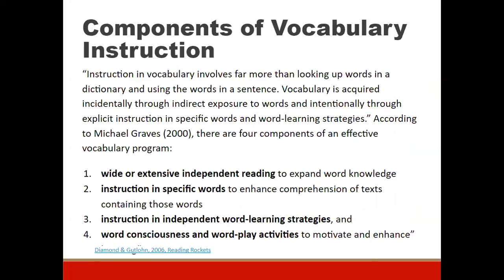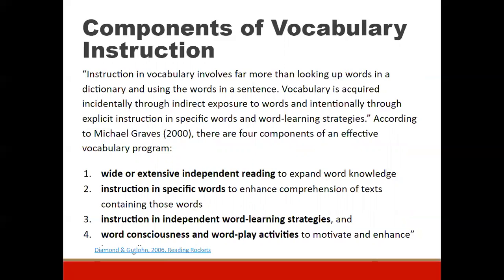The research is speaking loud and clear on what will improve adolescents' literacy skills. The practices that are included in our daily instruction to truly understand word meaning and use require more than looking up definitions in a dictionary and writing sentences containing the word. Graves, back in 2000, shared 4 components research showed were most effective in any vocabulary program.